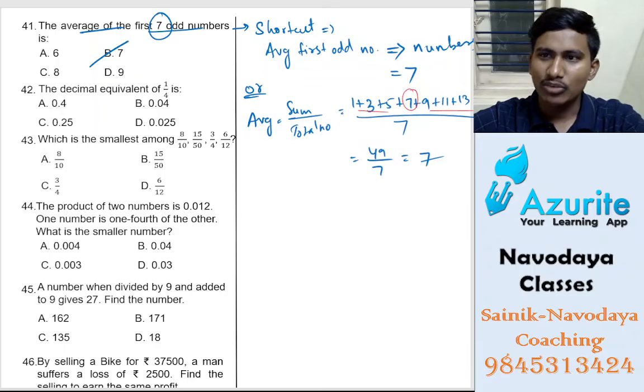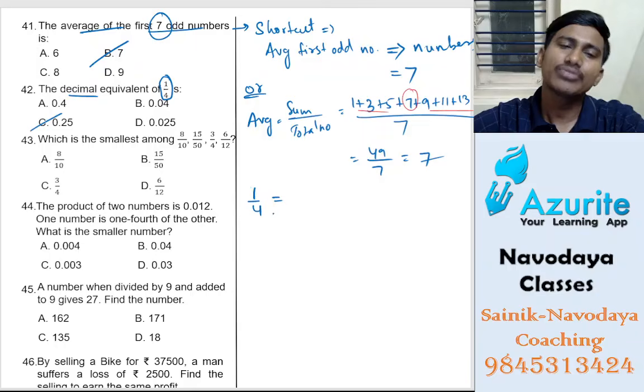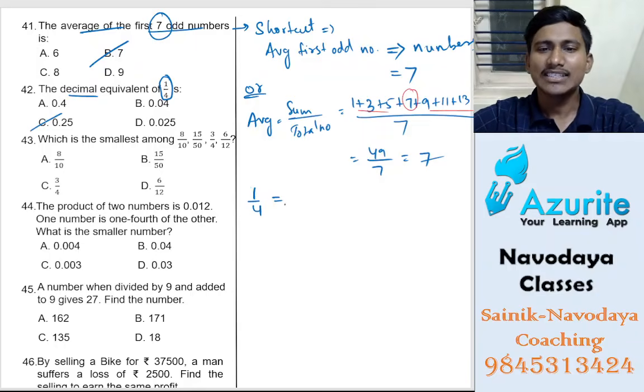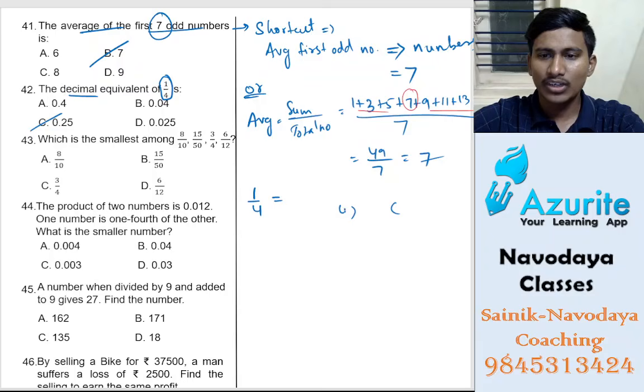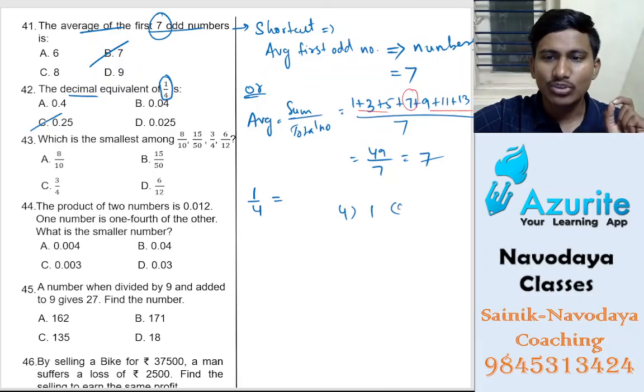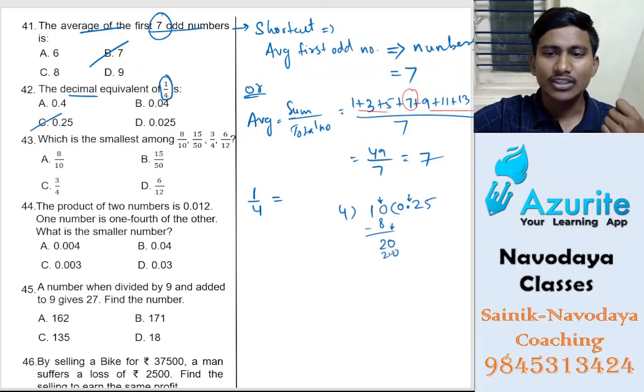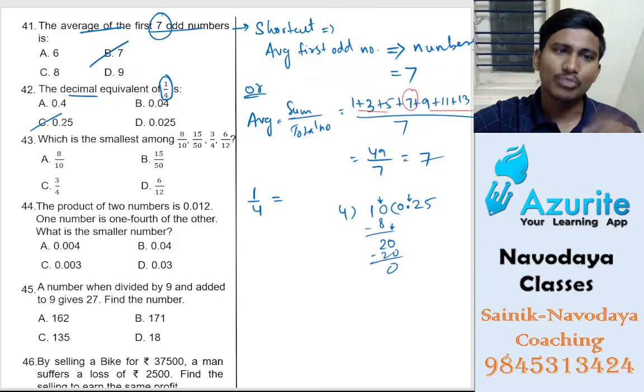So for question 42, the answer is option C. What is the question? The decimal equivalent of 1 by 4. So how much is the decimal equivalent of 1 by 4? 0.25. If you want to find it, you can divide like this, right? So 4 and 1. 1 is smaller, so we have to take the point. It becomes 0. So 10, 4 twos are 8. There will be 2 remaining. Now we can take one more 0 after the point. 4 fives are 20. So the answer is 0.25, option C here.